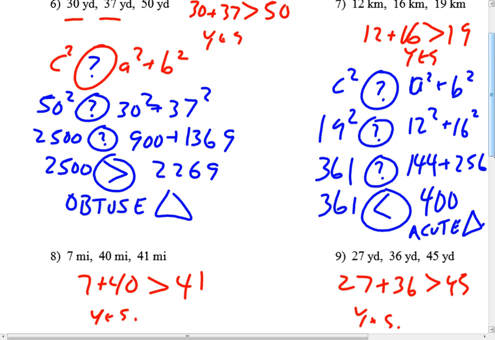What does an obtuse triangle look like? Well, it's got a big angle in it. What does an acute triangle look like? Well, it's got small angles, less than 90. Have a picture in your head. This is geometry, not just algebra.